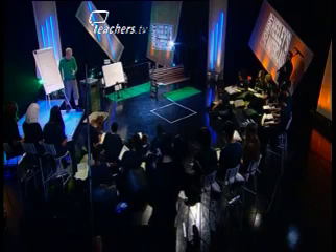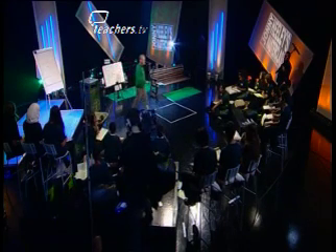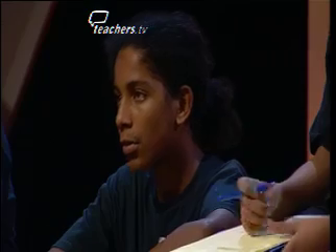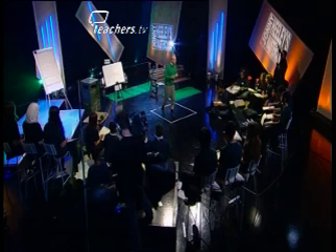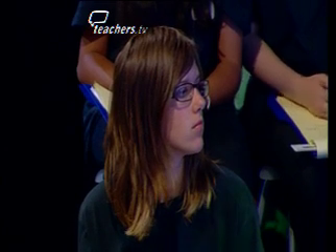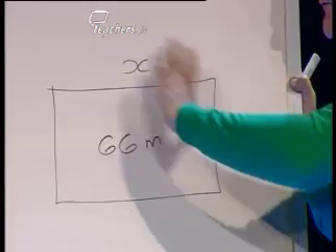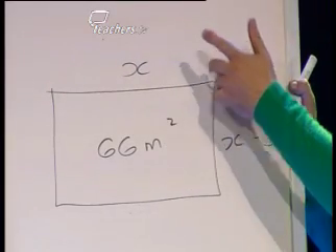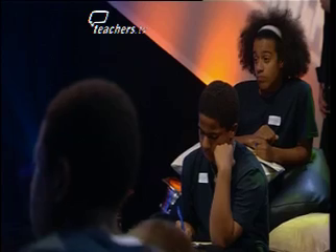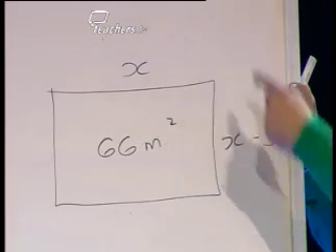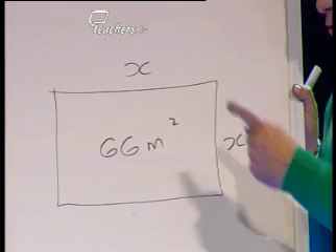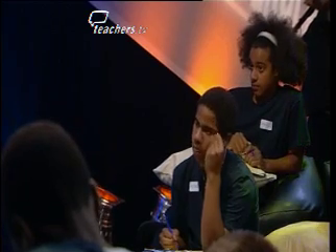I feel an equation coming on. But this is a more difficult equation. What you need to do now is think about what we've got. To get the area of a rectangle, we do length times width. So x times x minus 5 will equal 66. Write that down.